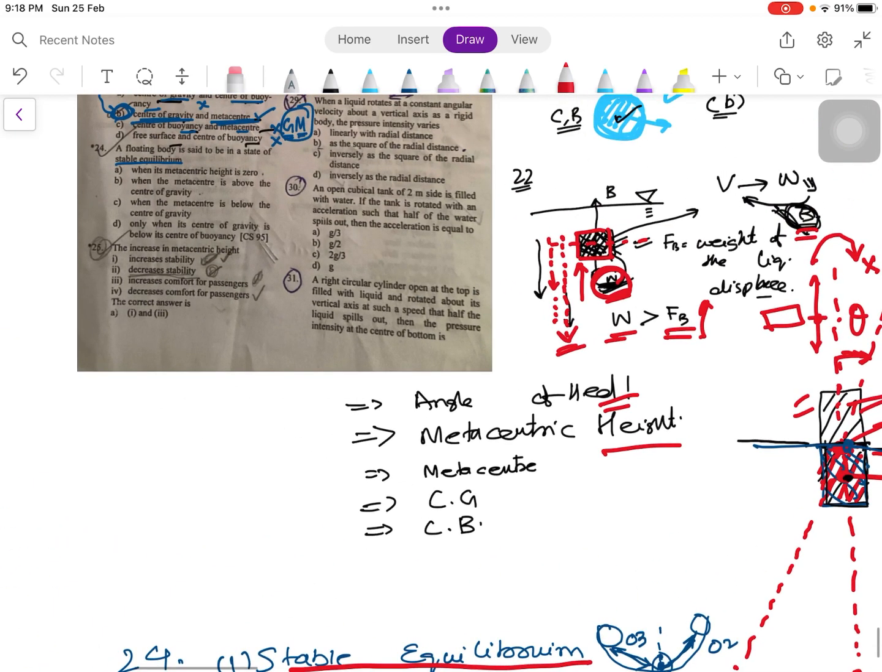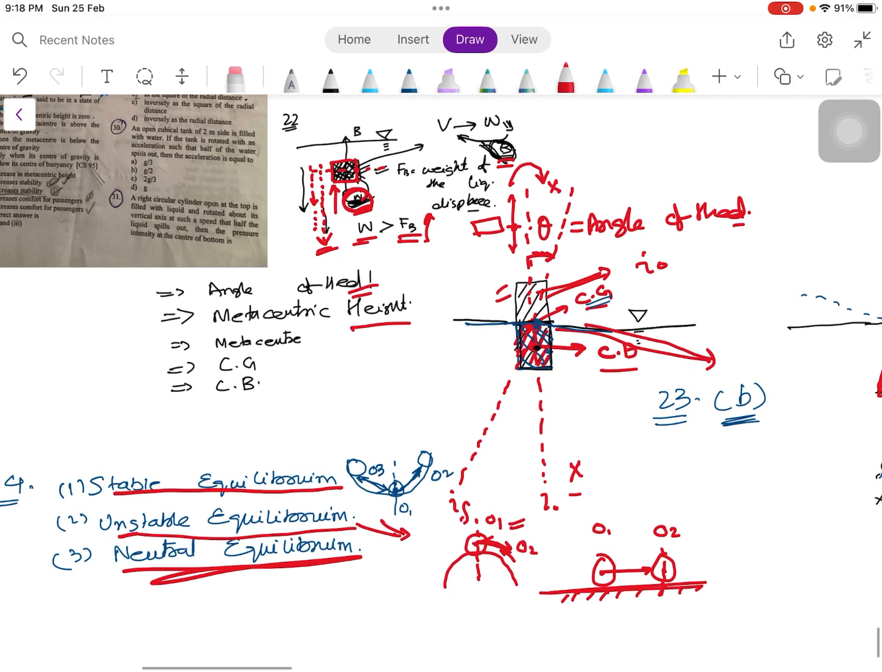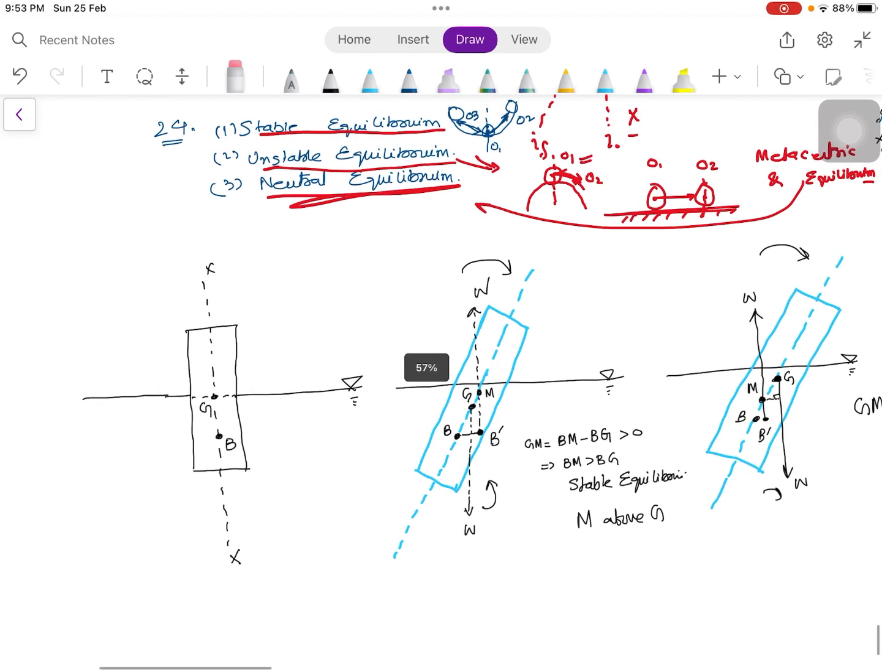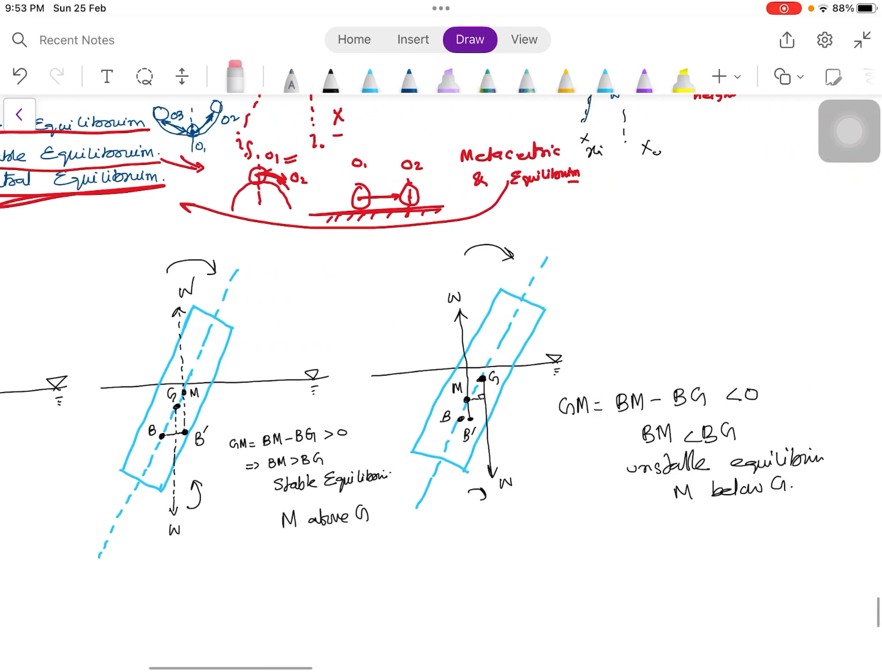So for a floating body, now we have to draw a correlation between the metacentric height and these types of equilibrium. To understand the correlation between the metacentric height and the types of equilibrium, that is the stable equilibrium, unstable equilibrium, and the neutral equilibrium, let us consider these different scenarios.